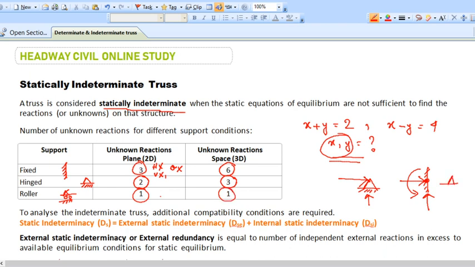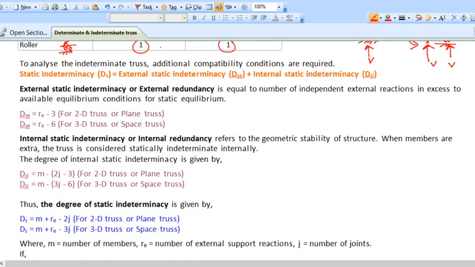So if we draw these figures, there is only vertical force present. So here it's vertical. In fixed we have got horizontal as well as moment, and here we will have vertical and horizontal. So to analyze these indeterminate trusses, additional compatibility conditions are required.